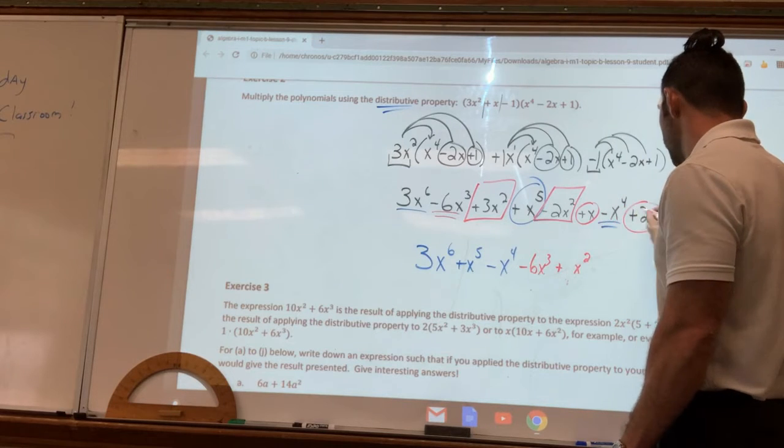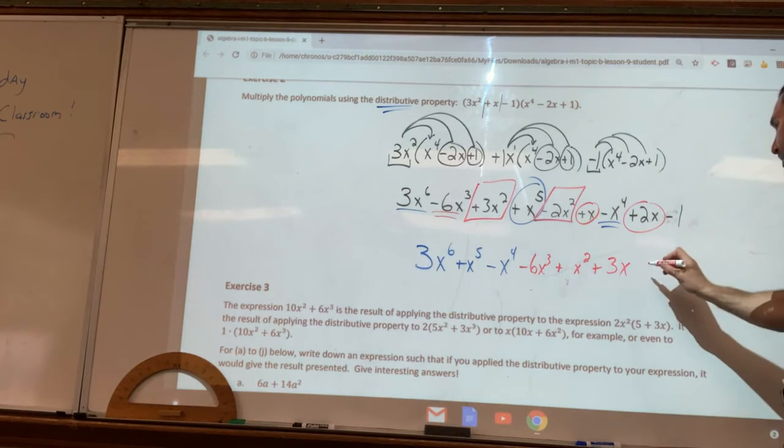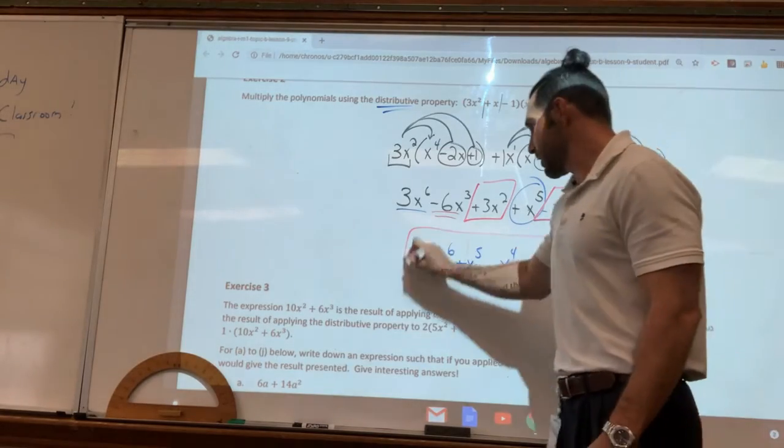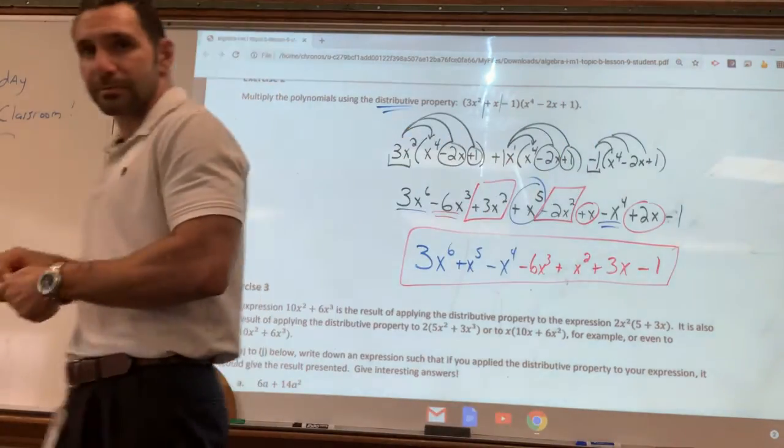Oh, but now we have x's. 1x plus 2x is positive 3x. Last but not least is my constant, minus 1. This is the answer to the trinomial times the trinomial.